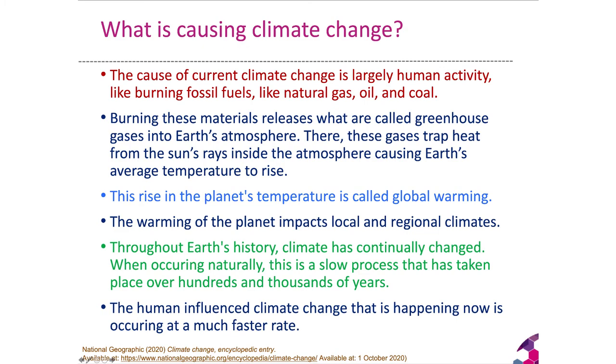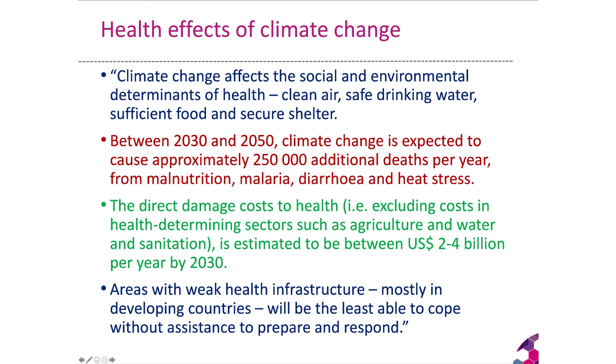So what are the health effects of climate change? Climate change affects the social and environmental determinants of health: clean air, safe water, sufficient food, and secure shelter. Between 2030 and 2050, climate change is expected to cause approximately 250,000 additional deaths per year from malnutrition, malaria, diarrhea, and heat stress. The direct damage cost to health, that is, excluding costs in health-determining sectors such as agriculture and water and sanitation, is expected to be between $2 to $4 billion US dollars per year by 2030.